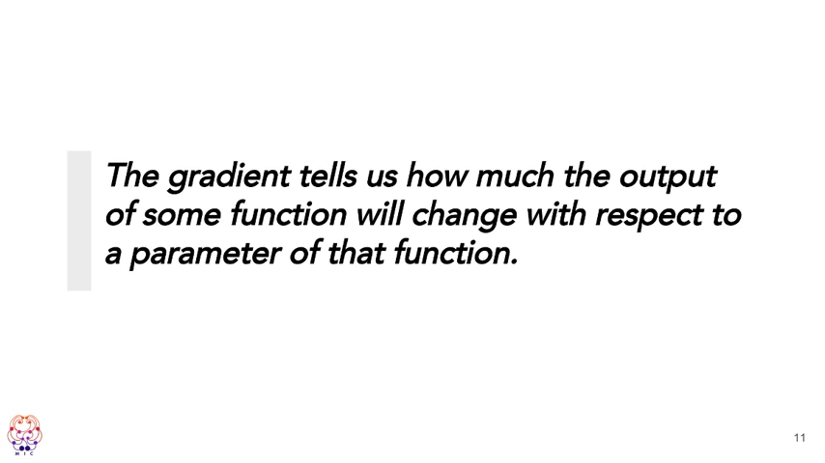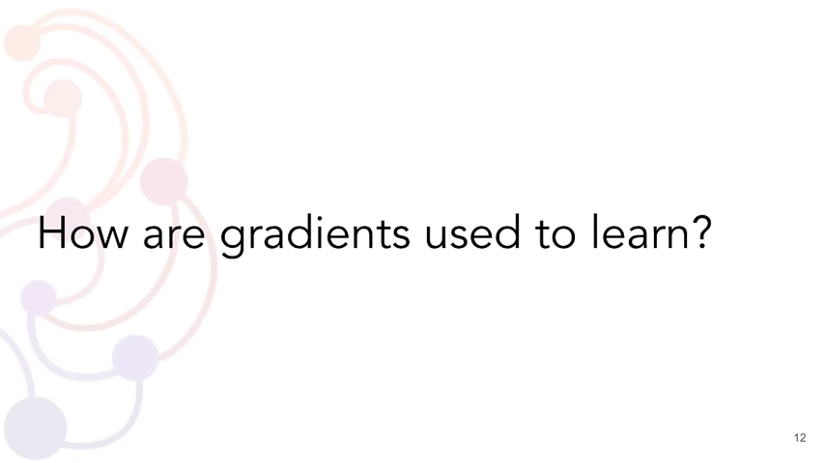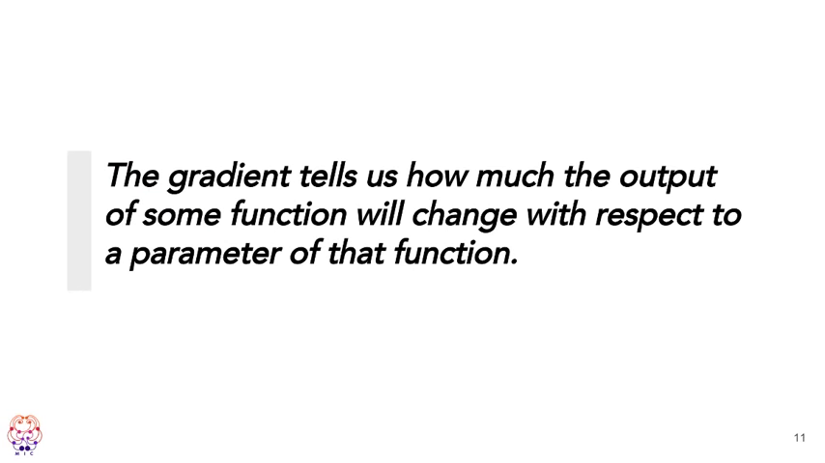So make sure this is the overarching thing. Don't worry about doing the exact math. You can sit down and play with that yourself, but this is the idea that I want you to take away from this. So how exactly is this information used to learn? We have this idea, again, that the gradient tells us how much the output of a function will change with respect to a parameter of that function. So we have that.